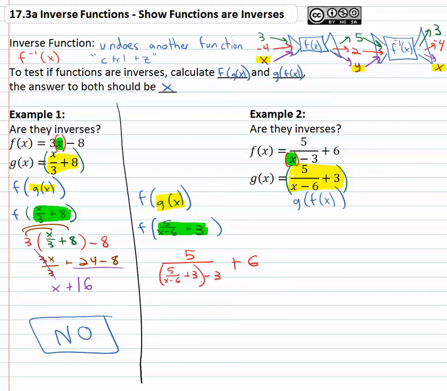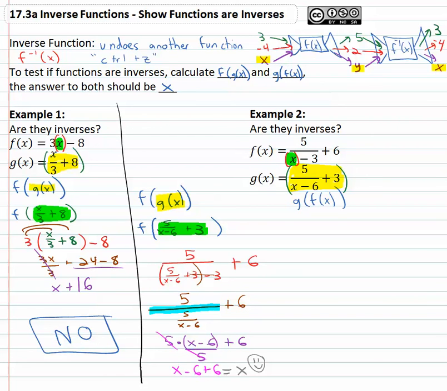And now we try and simplify. We can combine like terms. 3 minus 3 is 0. So we've got 5 over x minus 6 plus 6. To divide by a fraction means we want to multiply by the reciprocal. So we've got 5 times the reciprocal, x minus 6 over 5. Put that in parentheses. Plus 6. Well, this is nice because the 5's divide out, and we have x minus 6 plus 6, which is equal to simply x. That's what we wanted to get.